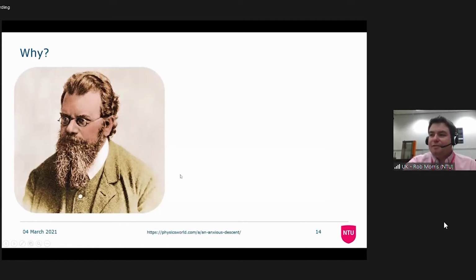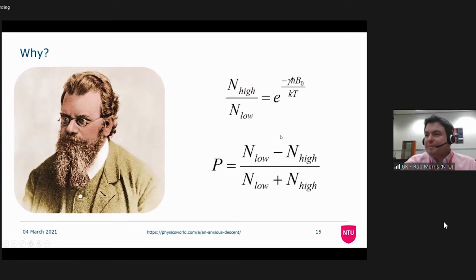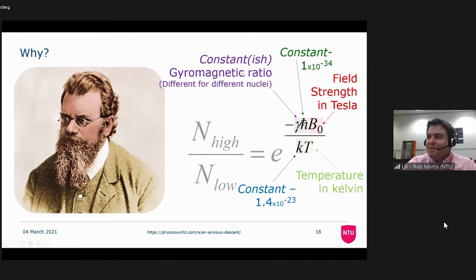And unfortunately, this chap is to blame for why. Well, not really to blame, but he's the one that worked out why. So this is Boltzmann, and these are some standard Boltzmann statistics. You don't really need any of this particularly. What I want to show you is what's in this equation, because this is the bit that's most important for us.